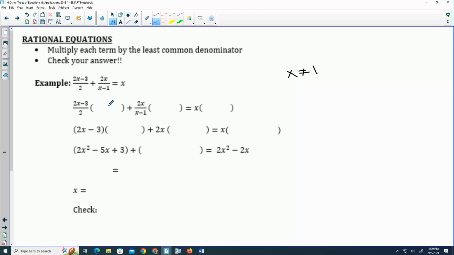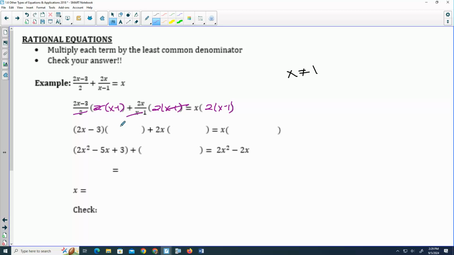Okay, so then our strategy is to multiply and get rid of our fractions. So to get rid of the first denominator, we would have to multiply by a 2. That cancels this one. What else do we need? X minus 1. So that gets rid of those.